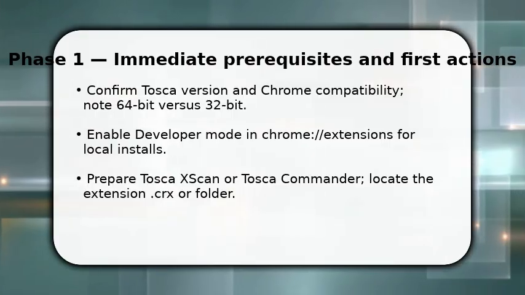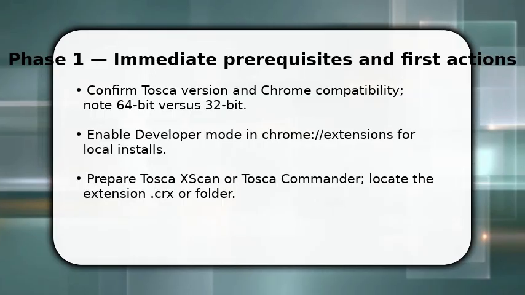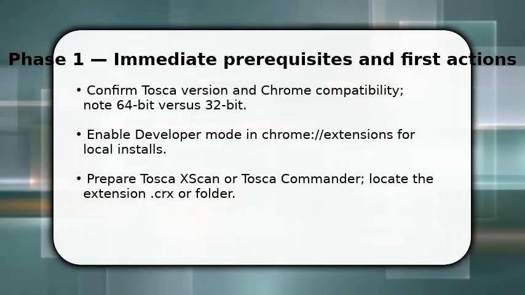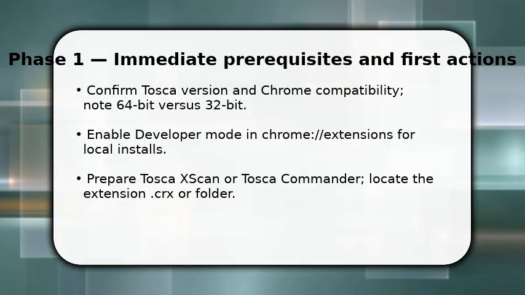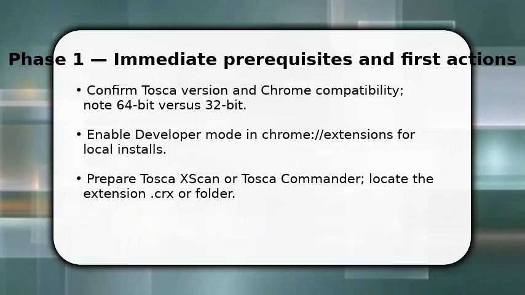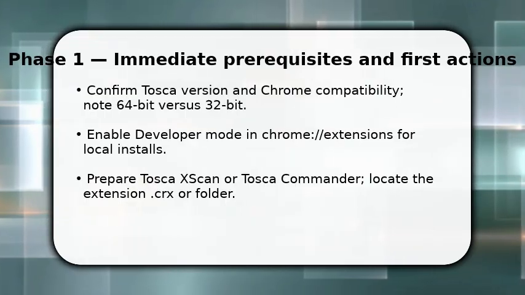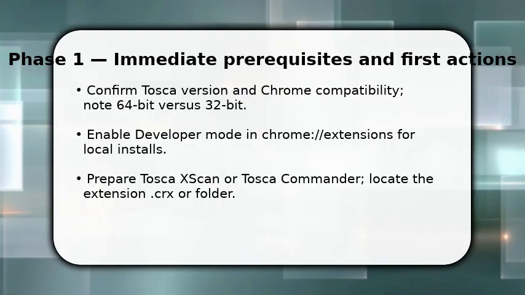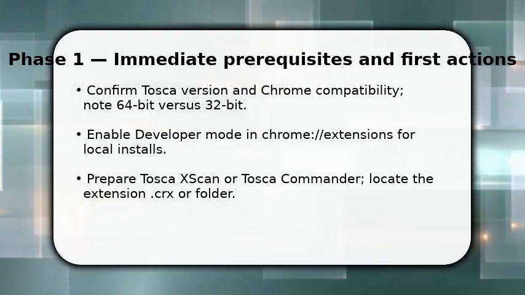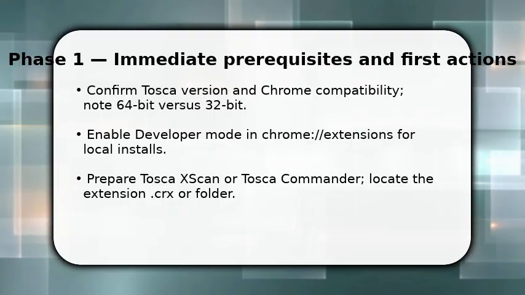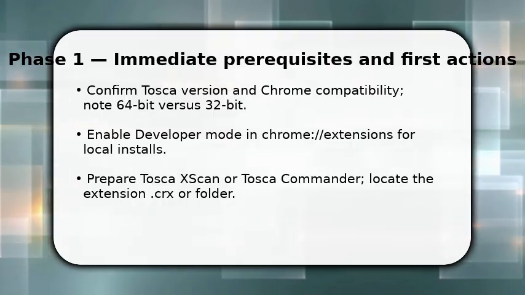You begin by verifying that Tosca and Chrome are compatible and why that matters for API hooks. Once done, enable developer mode in Chrome, /extensions. This unlocks local installs. Make sure you have the Tosca extension file, CRX or the unpacked folder, and Tosca Commander or X scan running so the browser and Tosca can exchange data.